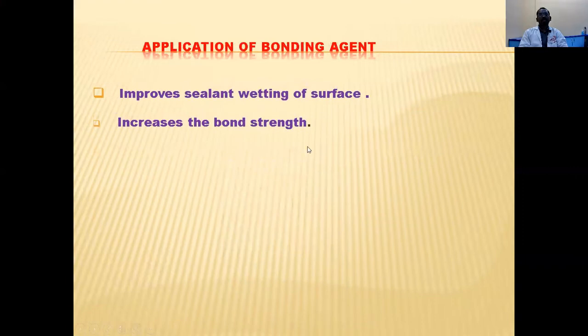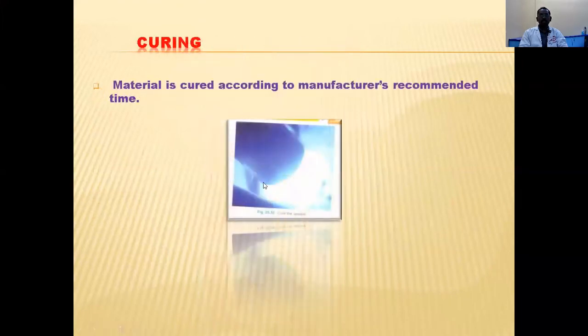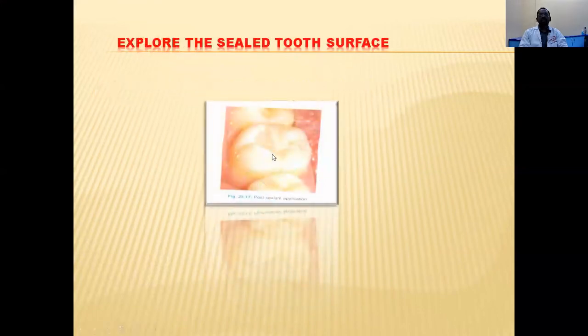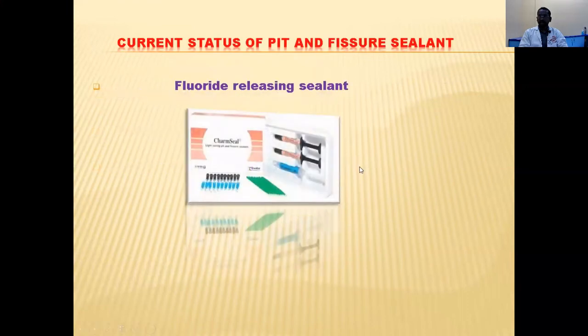Then application of the bonding agent improves the sealant's wetting of the surface and increases the bond strength. Here we can clearly see the application of the sealant over the groove and then curing the surface for 30 to 40 seconds. And again explore the surface to see whether there are still any porosities, or pits and fissures available. Finally, check the occlusion, recall, and reevaluation.